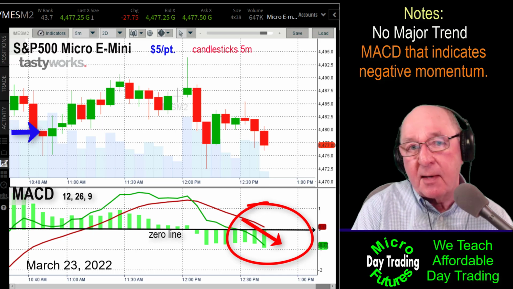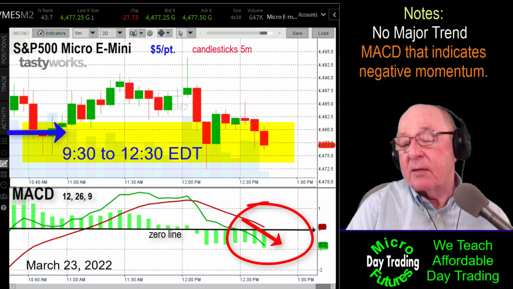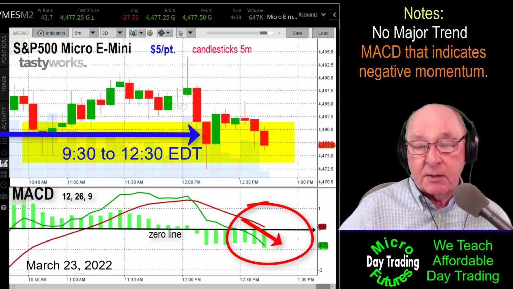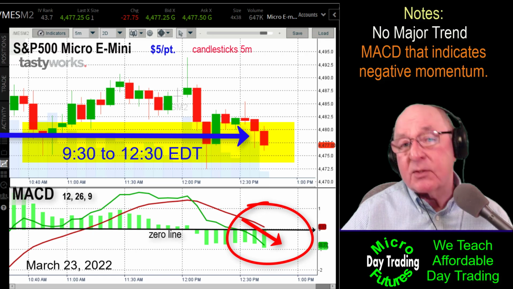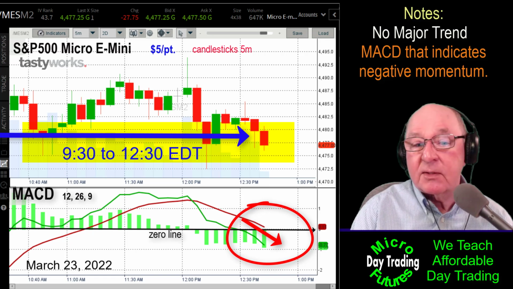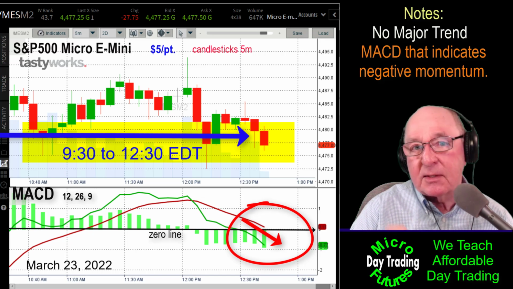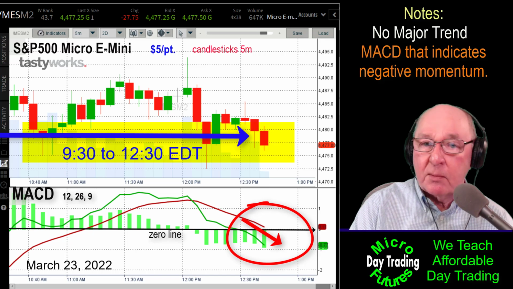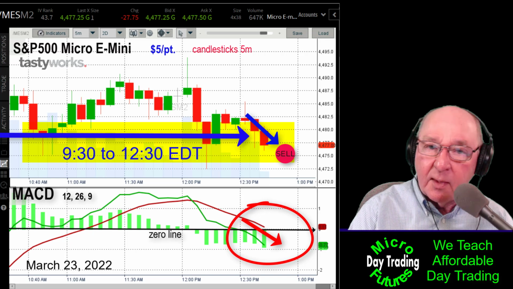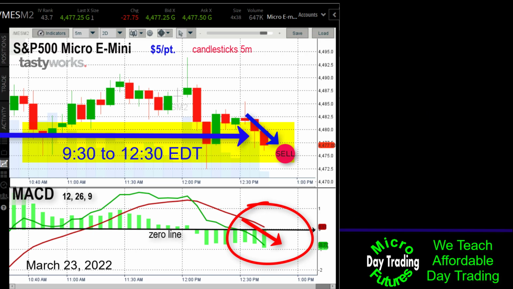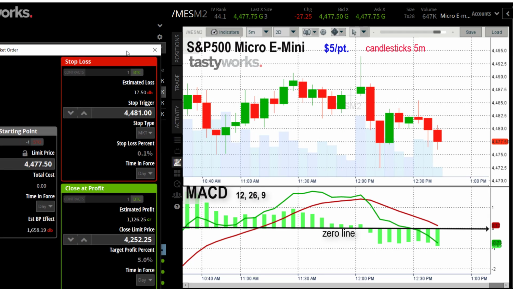Now, the market opened at 9:30. You can't see the opening here on this particular screen, but it traded for 3 hours from 9:30 till 12:30. That's Eastern time, of course. And it's right back where it started all day. So there's no major trend for the day, but this is the first time since the market opened that we've had a chance to catch those MACD lines going below that zero line. And I'll show you what happens in the live trade right now. So that's the setup. Now we're going to go to the live screen on today's featured trade.